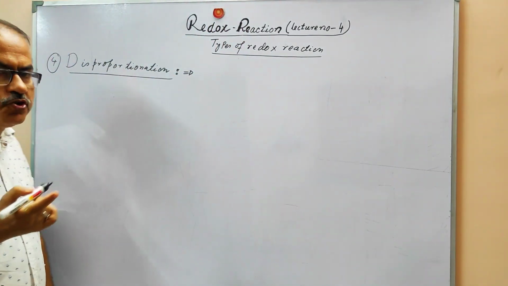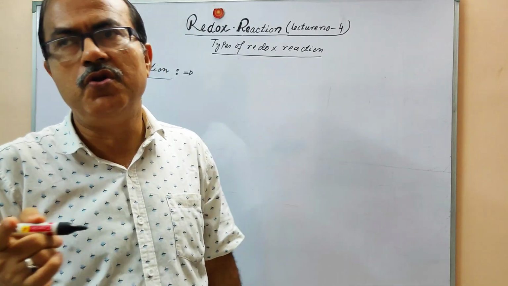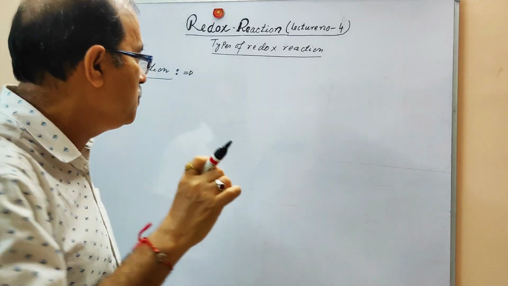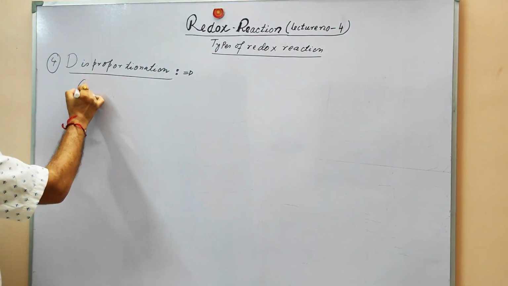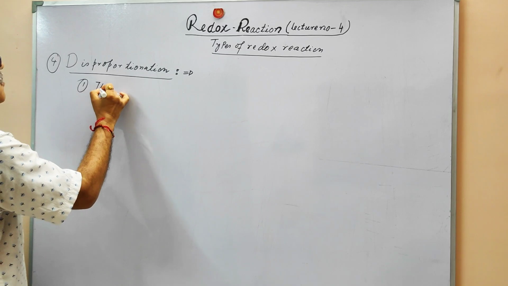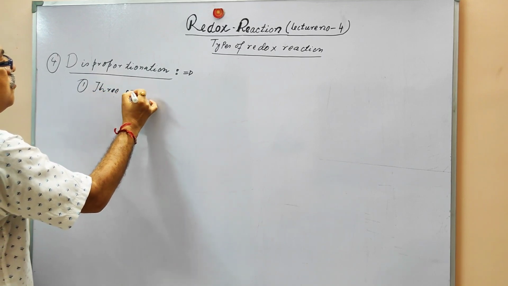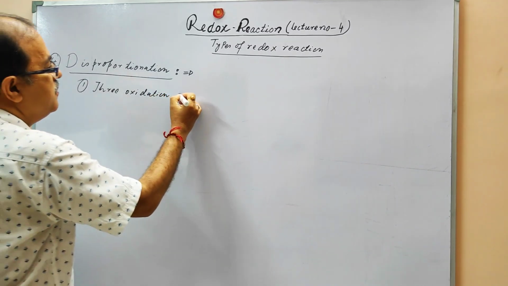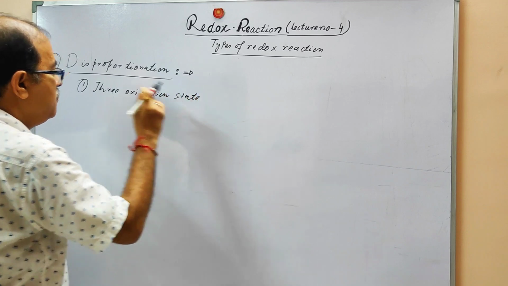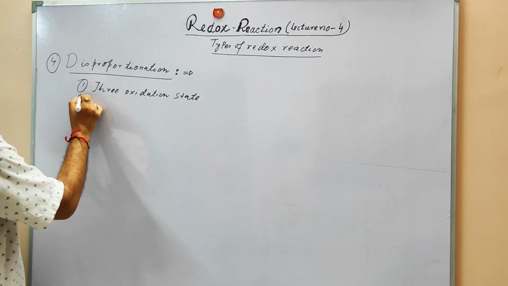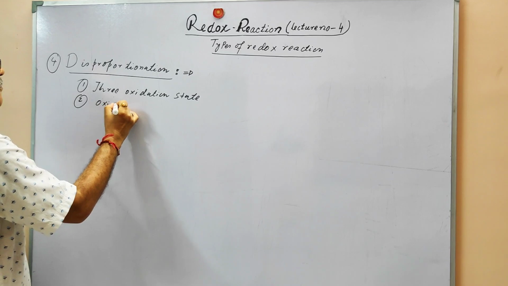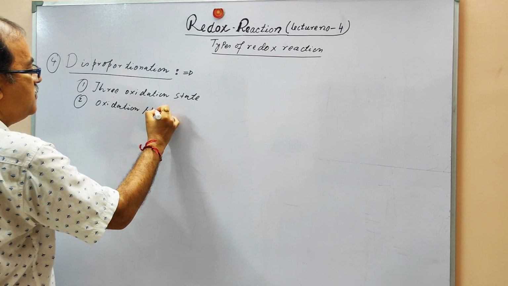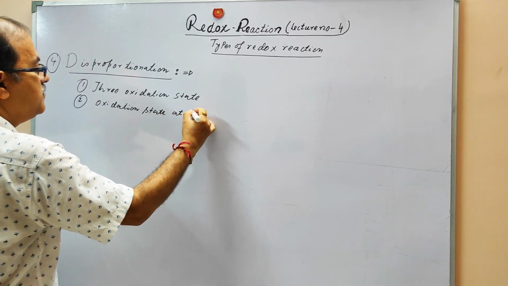So this reaction will not be shown by each and every element. It will be shown by those elements in a compound which have 3 oxidation states. So first, 3 oxidation states. Not only that, there is another condition: the oxidation state must be at the intermediate stage. Oxidation state at the intermediate stage.